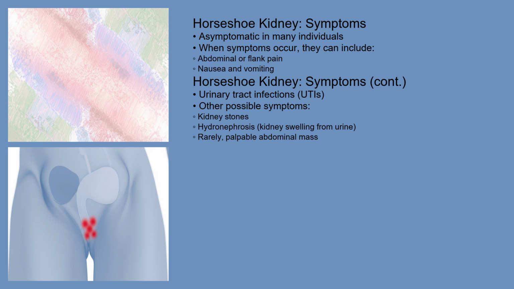Many individuals with horseshoe kidney are asymptomatic, meaning they experience no noticeable symptoms. However, when symptoms do occur, they can include abdominal or flank pain, nausea, vomiting, and urinary tract infections. Some individuals may also experience kidney stones, hydronephrosis, which is swelling of the kidneys due to a buildup of urine, or rarely, a palpable abdominal mass.